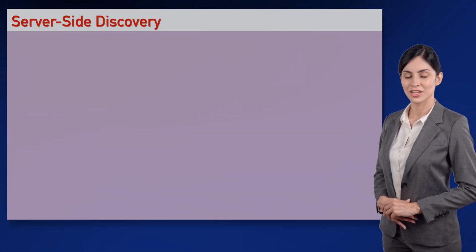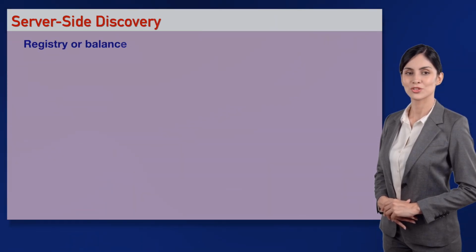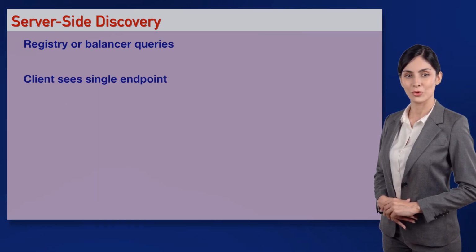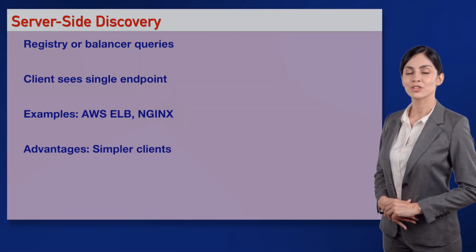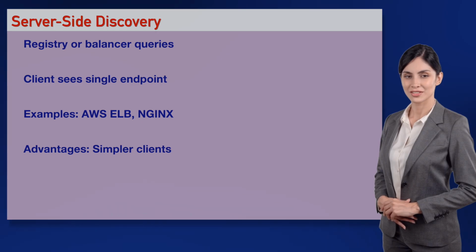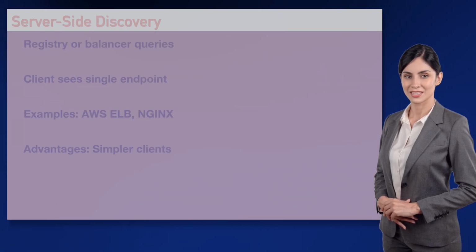Server-side discovery: the registry or a load balancer handles queries and balancing, with clients seeing a single virtual endpoint. Examples include AWS ELB or NGINX as proxies. Advantages are simpler client code and centralized control for features like sticky sessions.